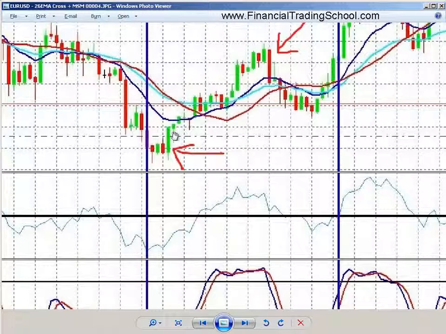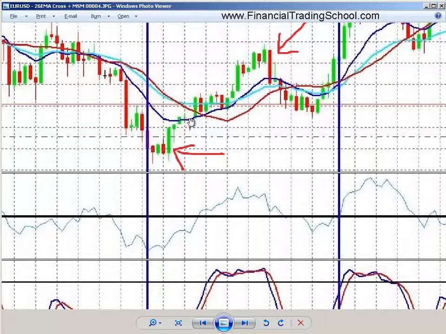But if you entered on the open of the next candle, you still would be okay. For the next 15 minutes, it would have closed up. Next 30 minutes still would have closed up. Next hour still would have closed up. So depending on what time frames you're trading, they all would have closed up.